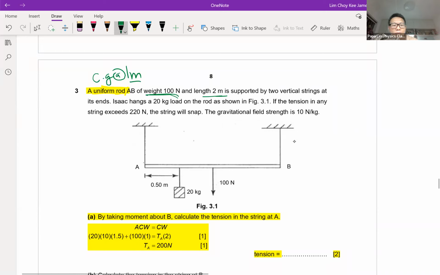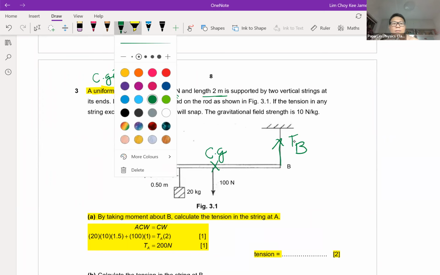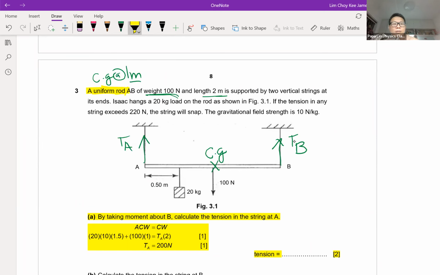I'm looking at string A, which is TA, and string B, which is TB. So the CG will be here. Even though the question never states explicitly, I know that this distance is 1 meter. From here to here is 1 meter.